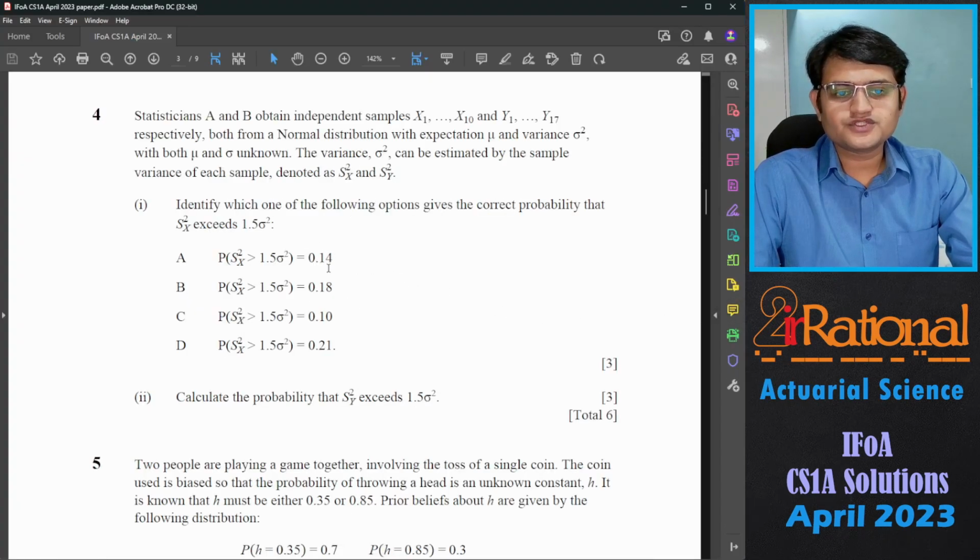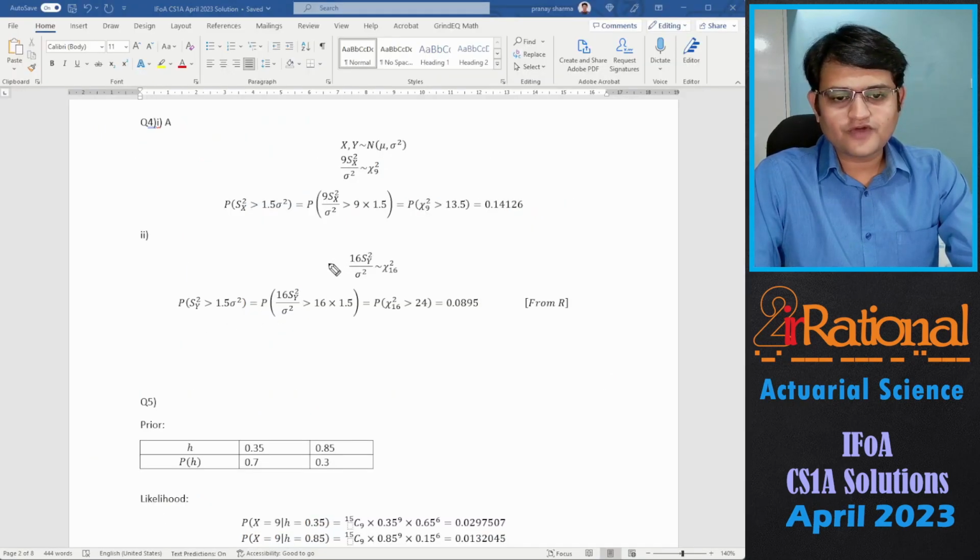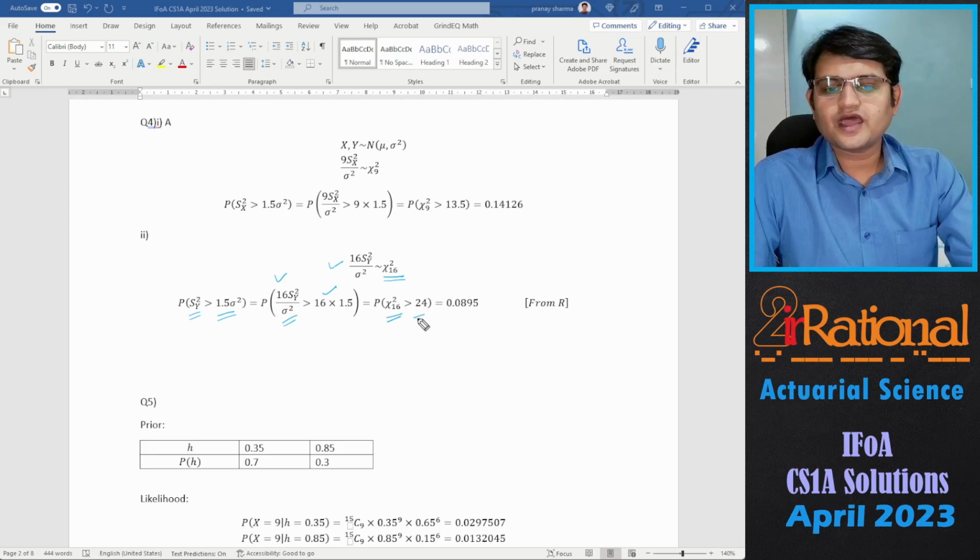So option A was the correct answer. Then second part, calculate the probability that SY square exceeds 1.5 sigma square. Now here we'll have to show the probability. So same thing, we'll have (n minus 1) SY square by sigma square. N minus 1 here would be 16, and chi square again with n minus 1, that is 16 degrees of freedom. So probability SY square greater than 1.5 sigma square, divide by sigma square, multiply by 16, and we'll get chi square 16 greater than 24, that is 0.0895.